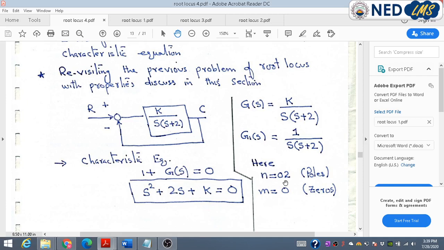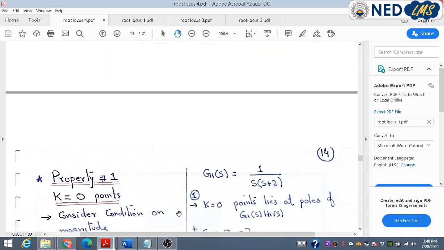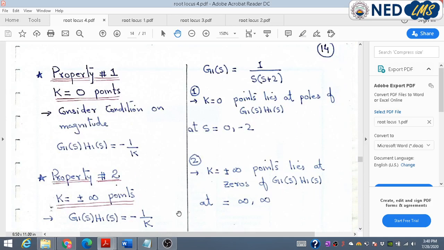And what about the number of zeros in this open loop transfer function? Here M represents the total number of finite zeros. Here the total number of finite zeros is 0. This is the characteristic equation of the given system. The system is of second order because the highest power is 2. Now here we go. By making use of properties, we are now attempting to sketch the root locus.